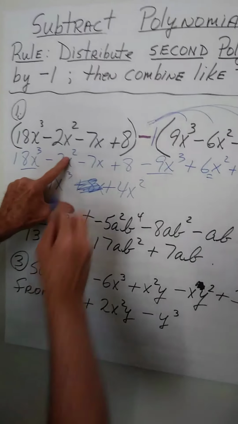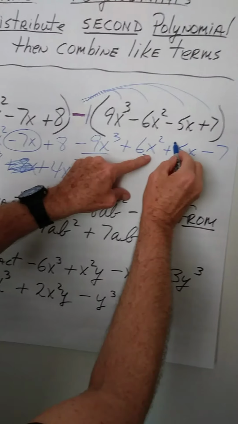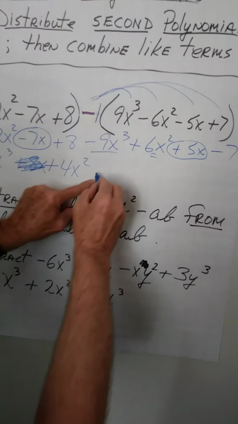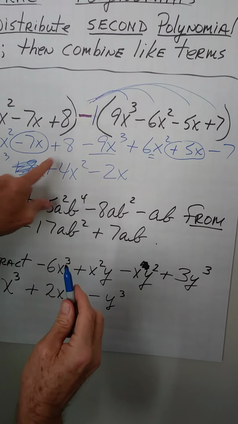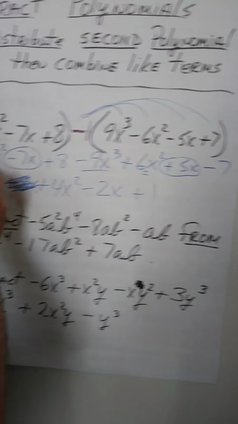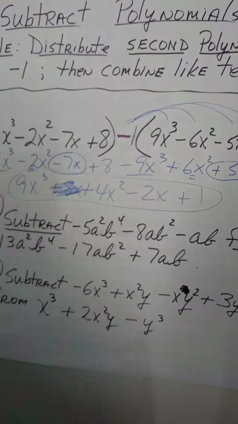Go to the x's. Sometimes I'll circle. Got a negative 7x and a positive 5x. That's a negative 2x and then the caboose. Positive 8, negative 7, positive 1. There would be our difference. There would be the answer.